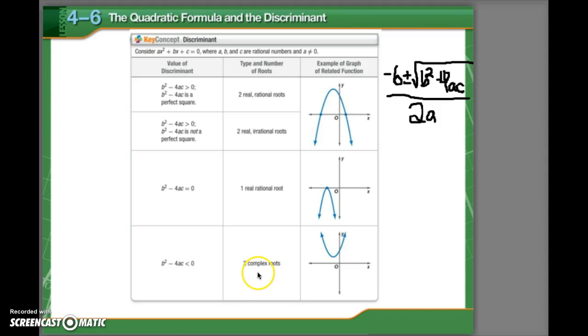So the next thing that we're going to be looking at is if they give us an equation, figuring out how many roots there are and what kind of roots they're going to be.